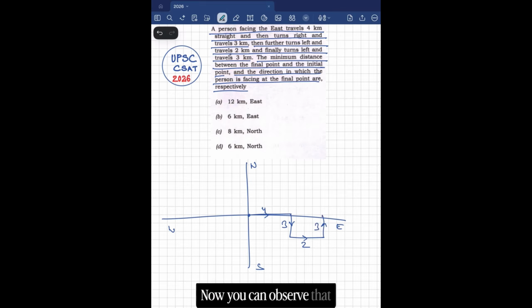Now you can observe that the vertical movement becomes 0 because 3 kilometers south is balanced by 3 kilometers north. So only the horizontal movement remains. So the final distance covered by the person is 4 kilometers plus 2 kilometers. So that is 6 kilometers. And the final direction is towards the north. So the correct answer is option D.